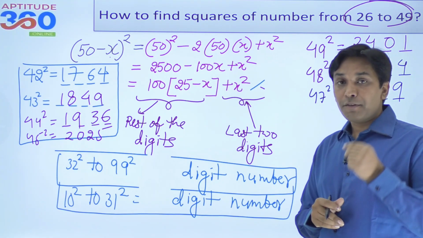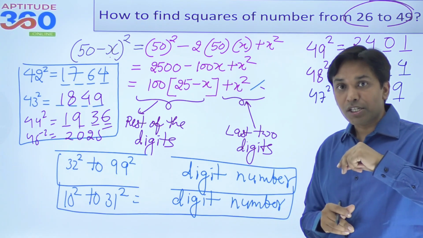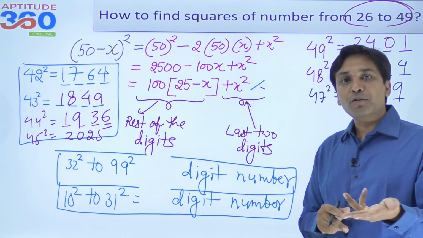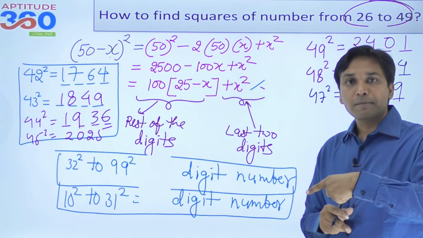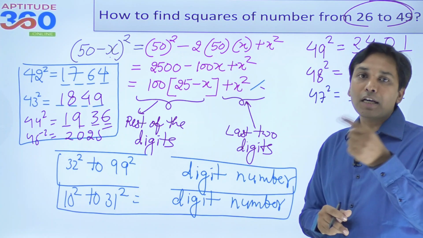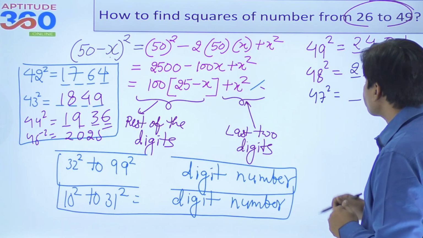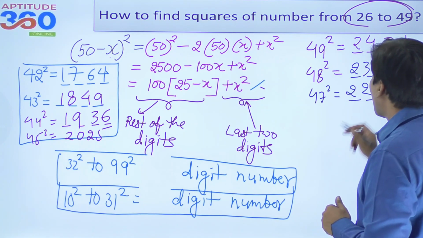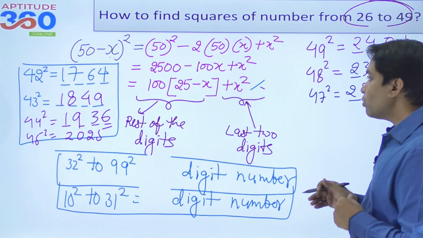Do you understand this? If you need to find out 47 square and you do it in a traditional way, you will do 47 into 47 and you will figure it out. Over here it is pretty simple to find out. 47 is 3 less than 50. 3 square is 9. The last two digits will have to be 09. Now, how about this number? This is going to be 22. How 22? Because 25 minus 3 is 22.